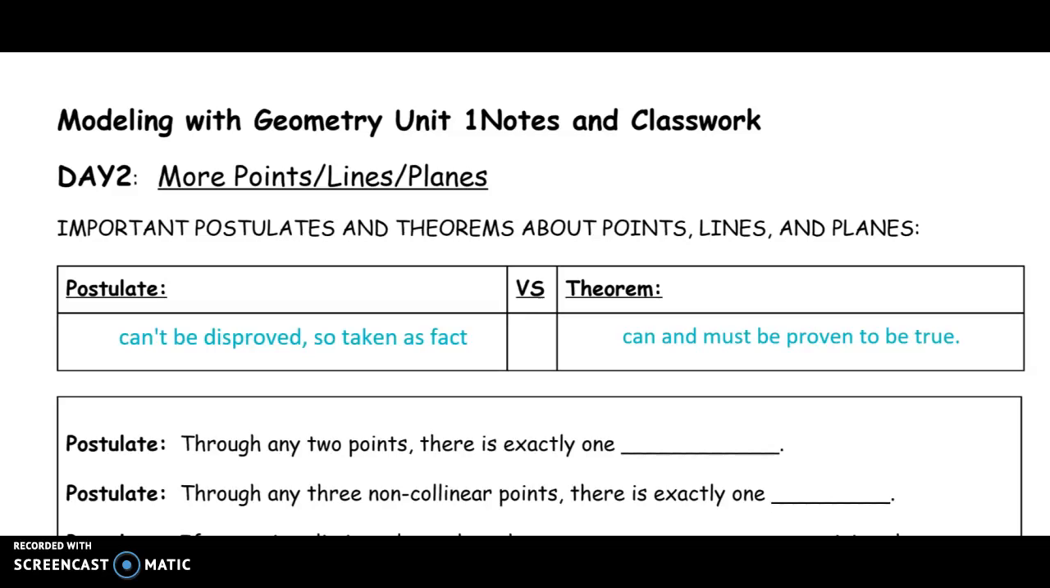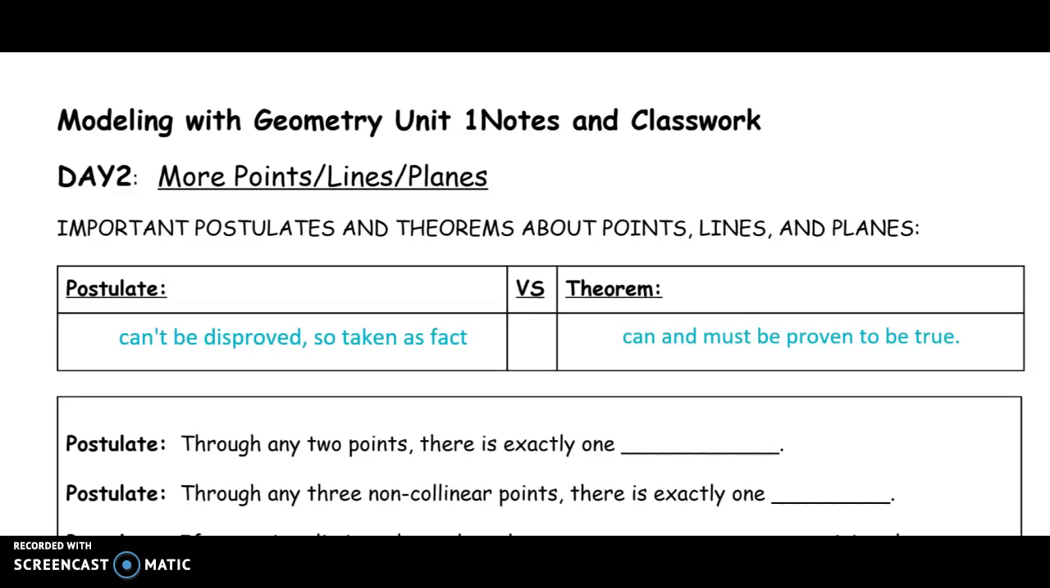Theorems are something that can and must be proven to be true. So you have to either prove that it can't be not true or prove that it is true. And you can do that in a couple of ways that we'll explore later on in this course and in Math 2 later. But for now, we want to remember that both of these two things, postulates and theorems, hold the same weight. We can use them for everything.